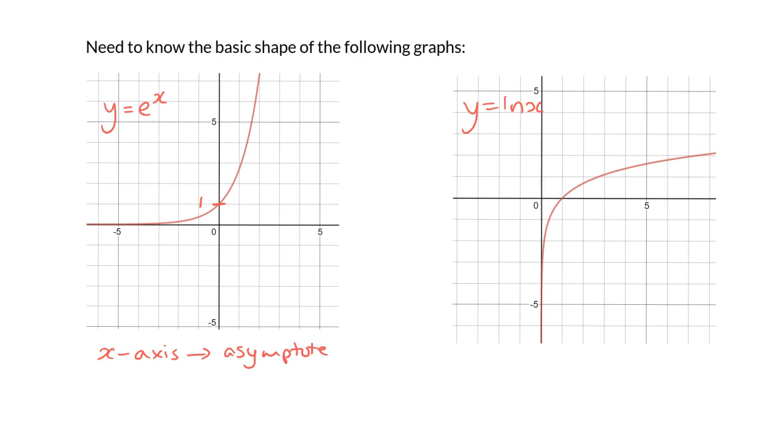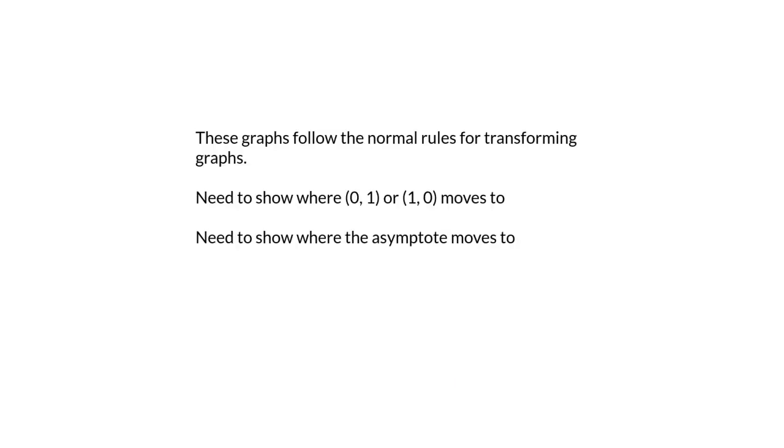And then y equals ln x. It goes through 1, 0, and the y-axis is your asymptote. So what you need to be able to do then with these graphs is transform them. So these graphs follow the normal rules for transforming graphs that you did months ago. And the important ones, depending on the graph, you need to show either where the point 0, 1 or 1, 0 moves to or transforms to, and you need to show where the asymptote is. Okay, so they would be the important things to mark on your new graphs.